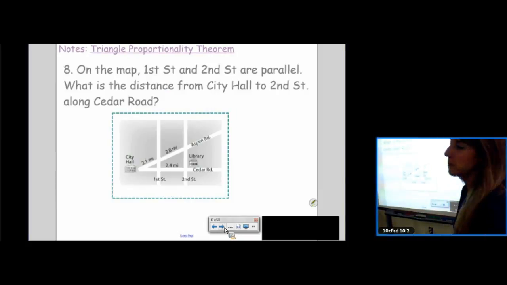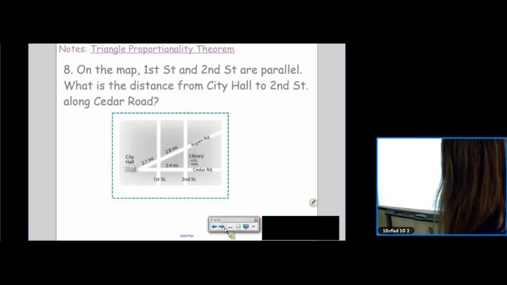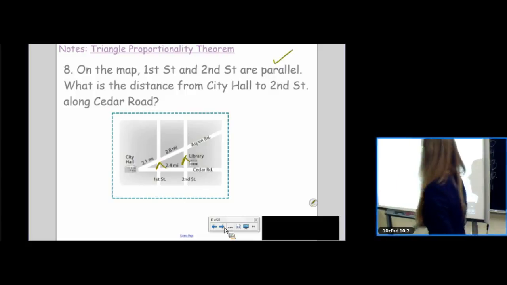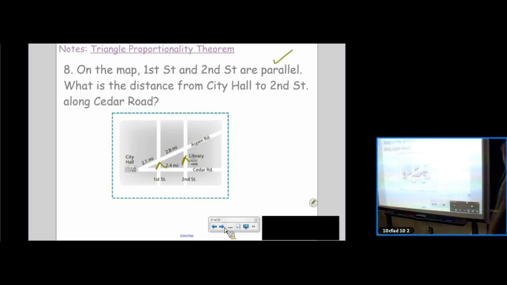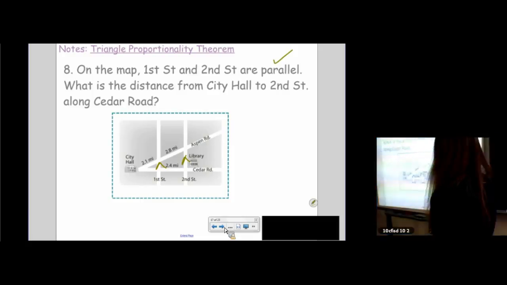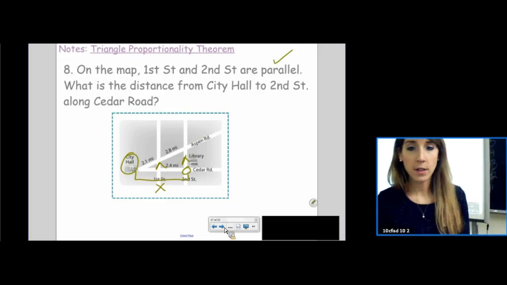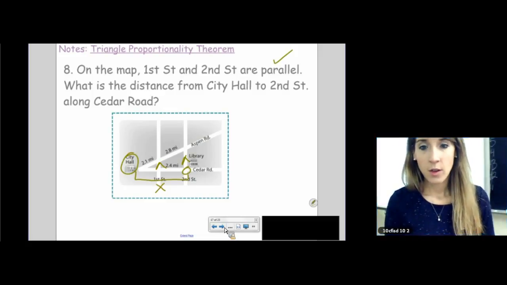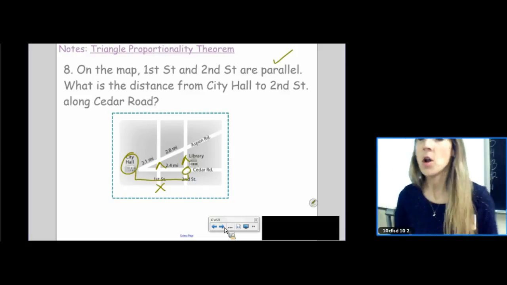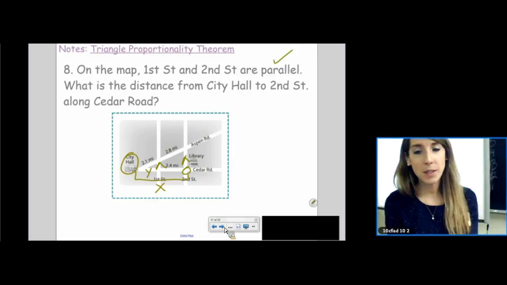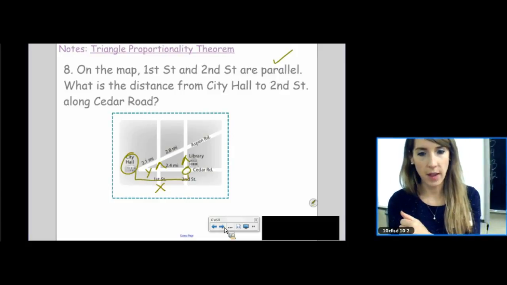Okay, let's do this real world one. On the map, 1st Street and 2nd Street are parallel. Okay, let's go mark that on our map. What is the distance from City Hall to 2nd Street along Cedar Road? So from City Hall to 2nd Street along Cedar Road. If we want to use our new theorem, we can't find x right away. When we set up our proportion, we're really going to be finding, I'll call it y. Then, once we know y, we can add it to 2.4 and get there.